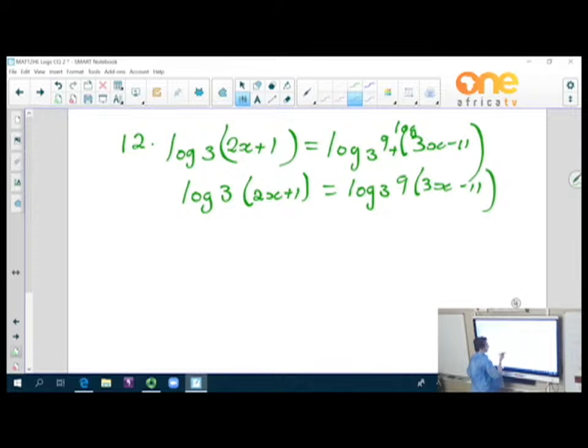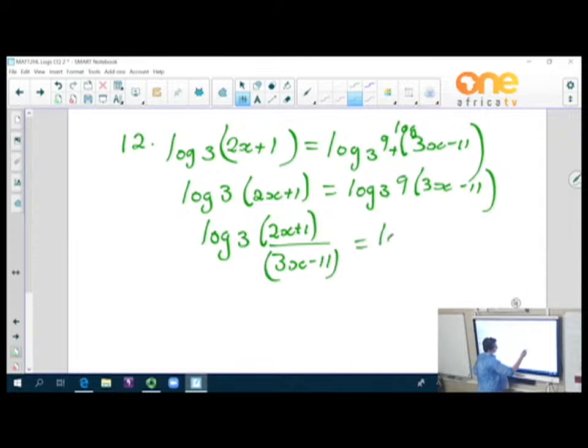Now I'm going to divide with this one here. So then I can say that this is log 3 of 2x plus 1. And I'm dividing now with that 3x minus 11 to have x on one side, is equal to log 3 of 9. And now we can cancel the logs. As we added the logs, we cancel the logs. And now we just have to solve this equation.